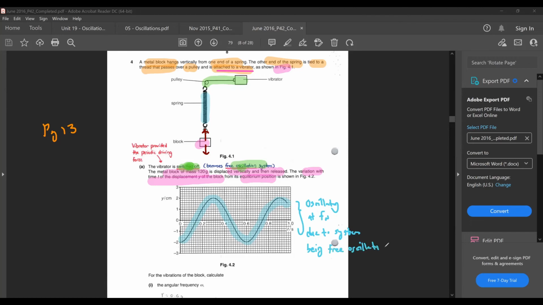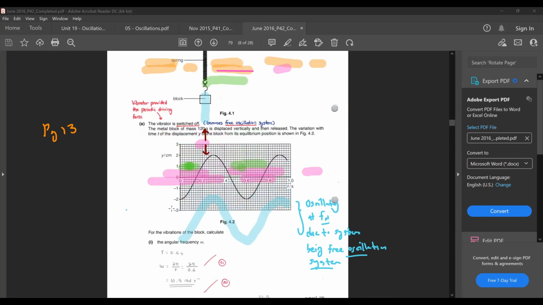Being a free oscillation system, it's oscillating at its natural frequency. Now for the vibrations of the block, calculate the angular frequency omega. We want you to find out what omega is here.